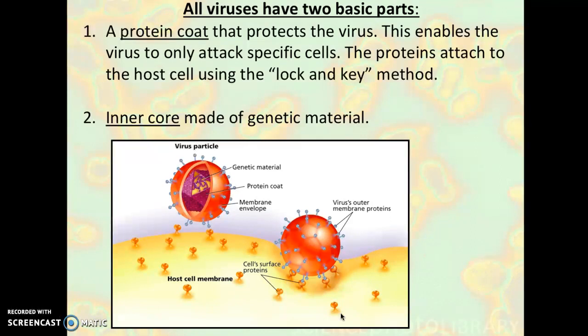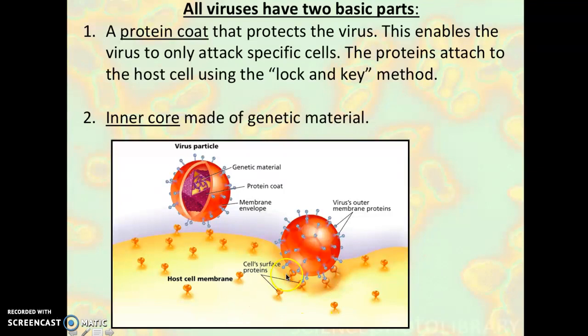All viruses have 2 basic parts, and I'm going to point out on the picture down below what those parts are. But the first part is a protein coating that's going to protect the virus, and it enables the virus to attack specific cells. The proteins attach to the host cell using a lock and key method.